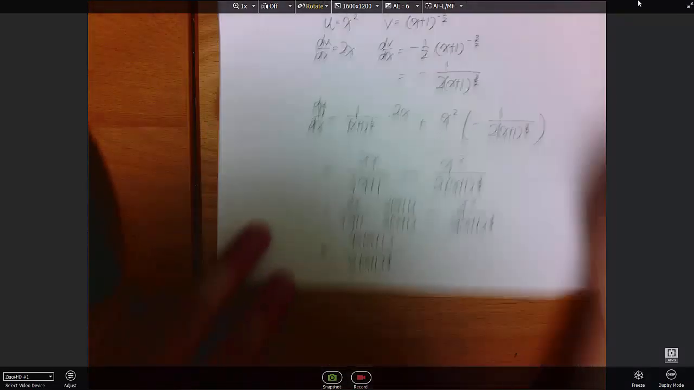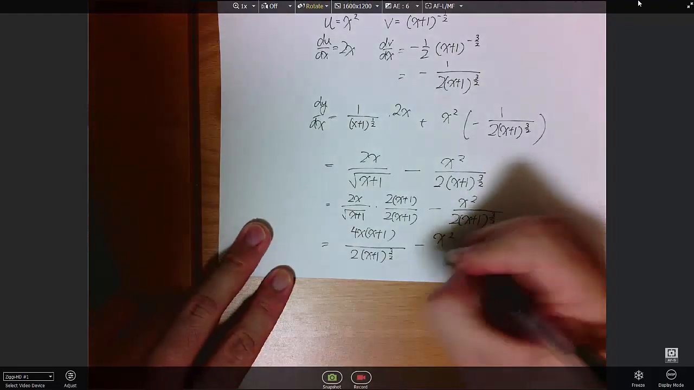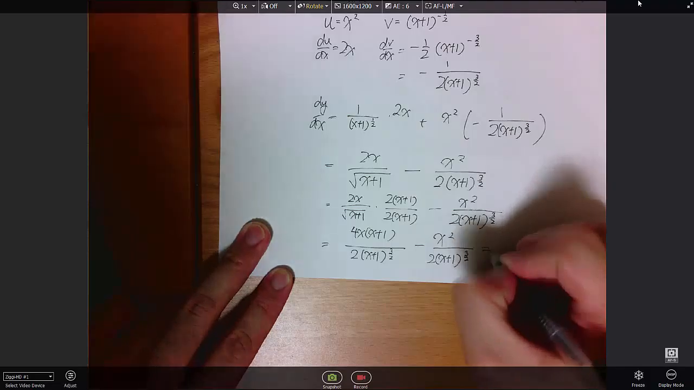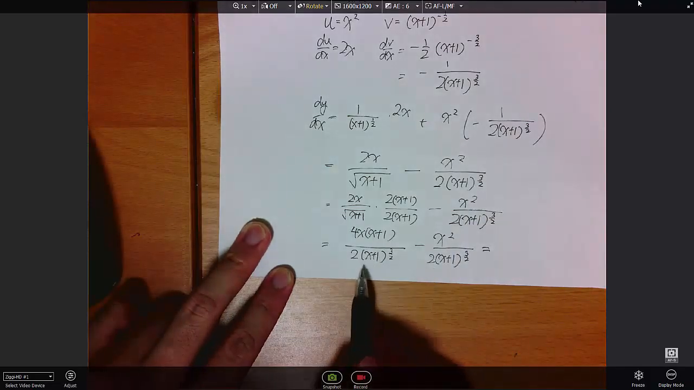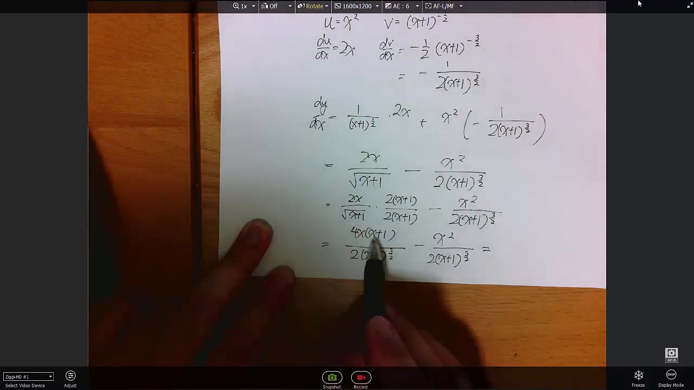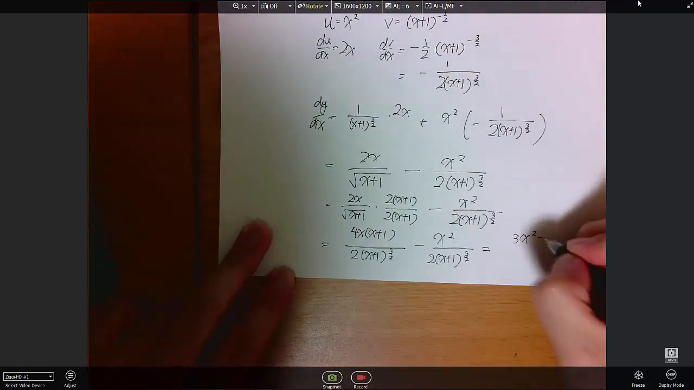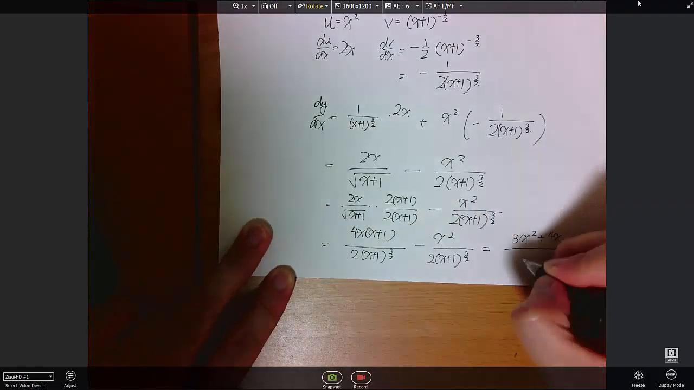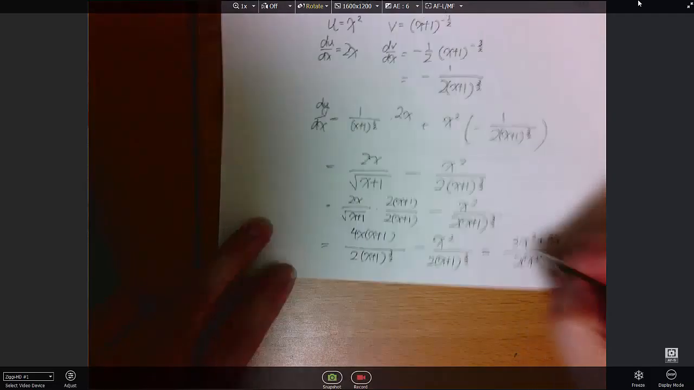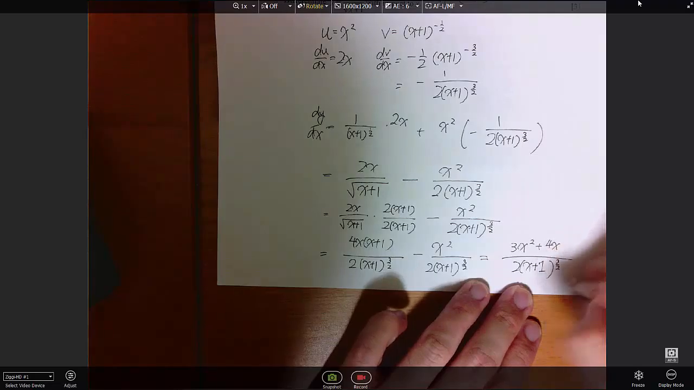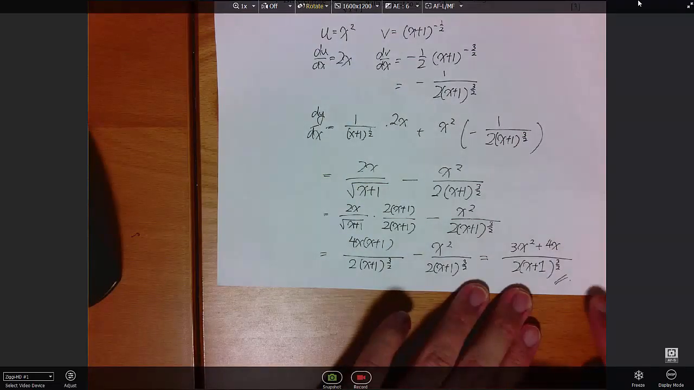Okay, let me shift the paper up a bit. Minus x squared over 2 times x plus 1 to the power of 3 over 2. Notice I've achieved the same denominator already. 4x squared minus x squared is 3x squared, plus 4x, over 2 times x plus 1 to the power of 3 over 2. And you are done with question 4.